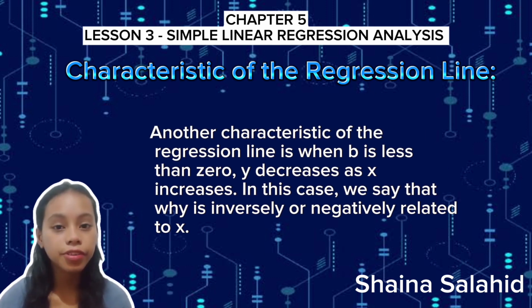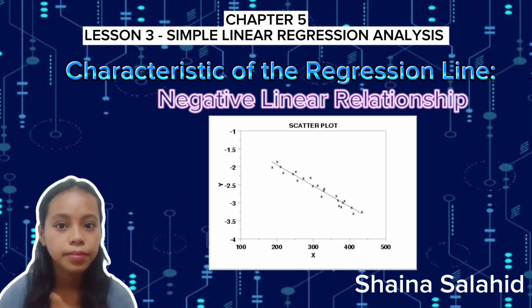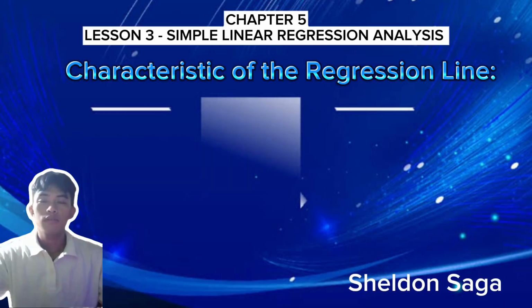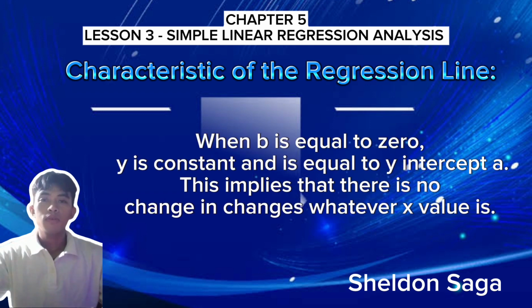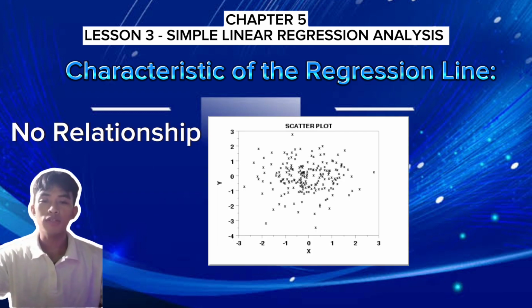Another characteristic of the regression line is when b is less than 0, y decreases as x increases. In this case, we say that y is inversely or negatively related to x. As you can see on the scatter plot, that is the negative linear relationship. When b is equal to 0, y is constant and is equal to the y-intercept a. This implies that there is no change in y, whatever the x value is. As you can see in the scatter plot, the points are scattered, and it means that there is no relationship.